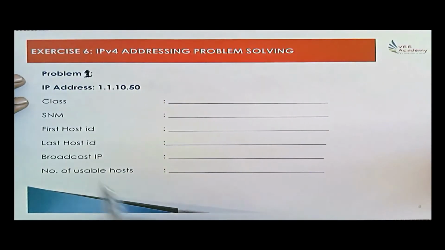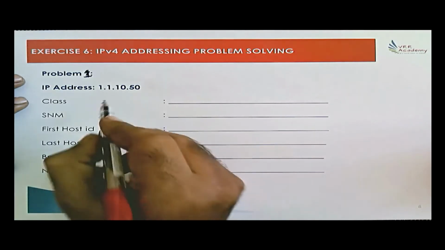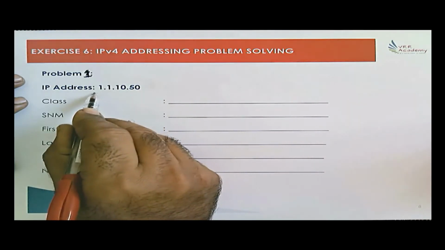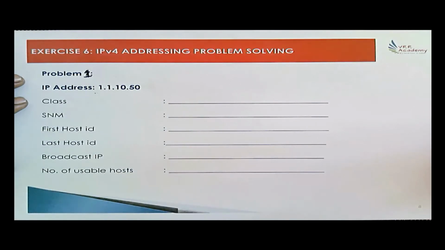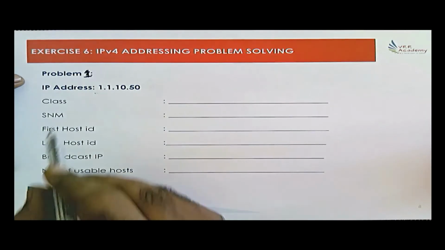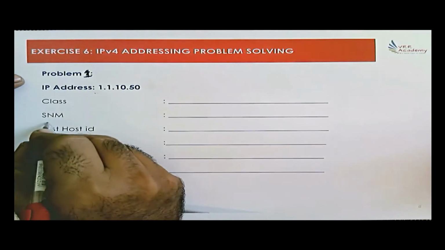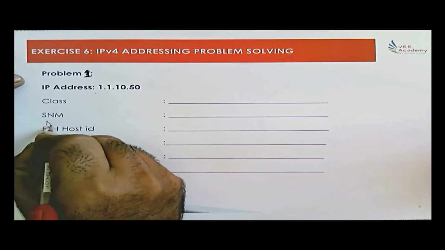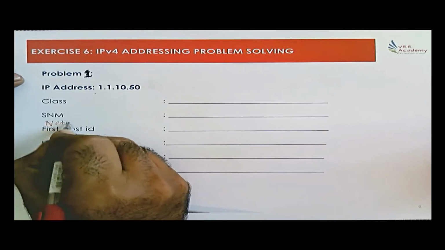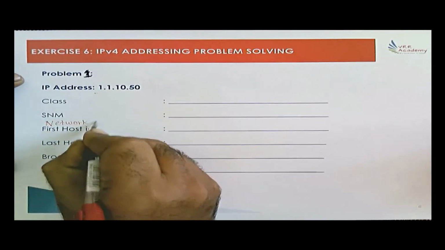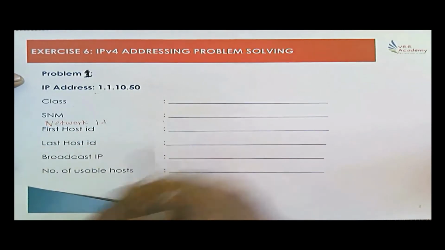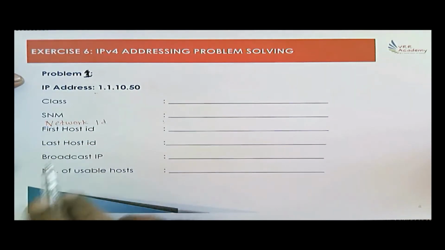Now, problem number 1. An IP address is given to us: 1.1.10.50. So this is the IP address. We have to find the class, the subnet mask, and the network ID. Then the first host ID, last host ID, broadcast IP address, and the number of usable hosts. These are the things we are going to find here.